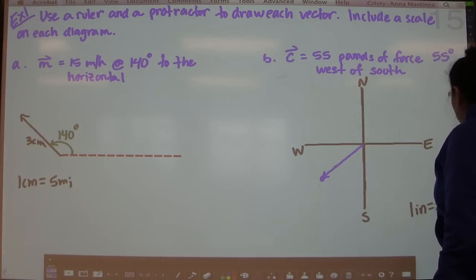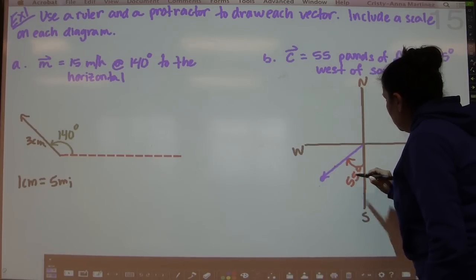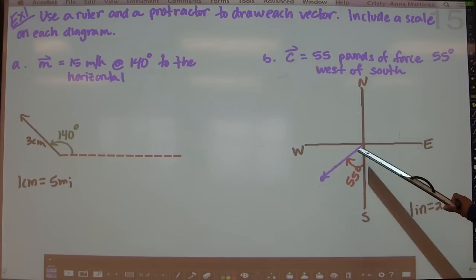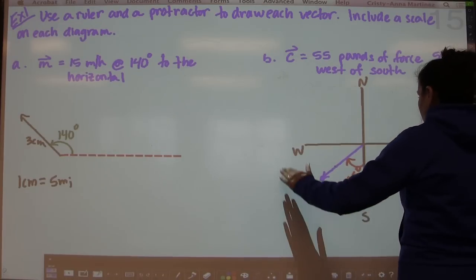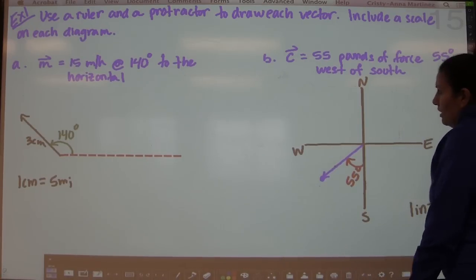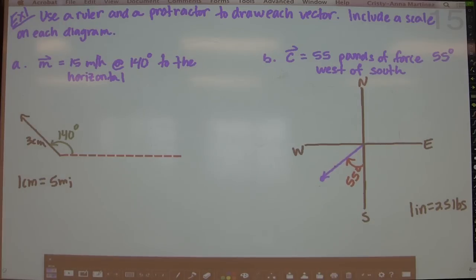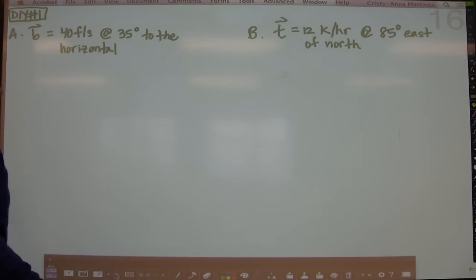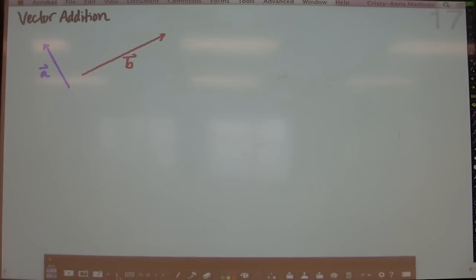But again, I have to make it a little bigger so that you can see it. But again, you want to draw this 2.2 inches long, and 55 degrees west of south means that it wants to be on the west side of the north-south line. Okay, so I hope that makes sense to you on how you're going to draw those little guys. So now we're going to ask you to do this example, and then we are going to go to our next topic, which is vector addition.